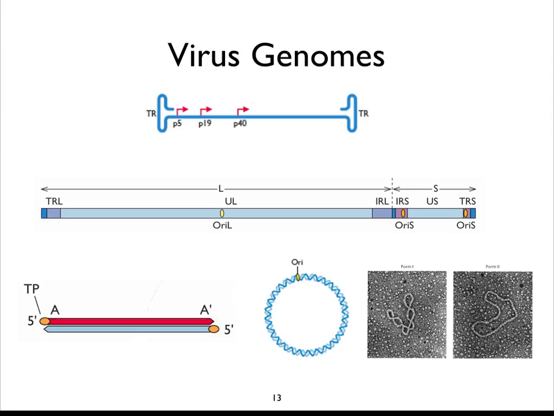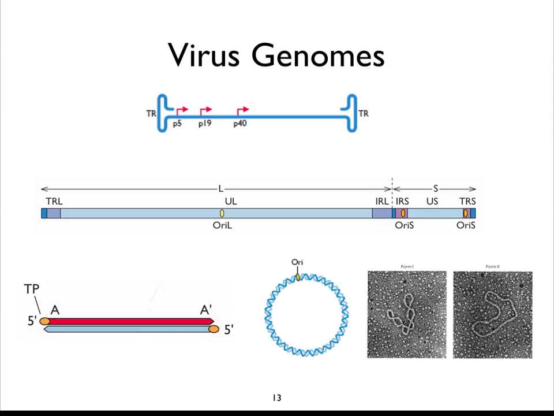This is herpes simplex virus. It has two identical origins called ORIS, and they're called that because the virus genome is basically broken up into two segments, a short unique region and a long unique region. And these two are contained within sequences that are identical, ergo, they're the same. And there's a distinct one present in the long unique region.